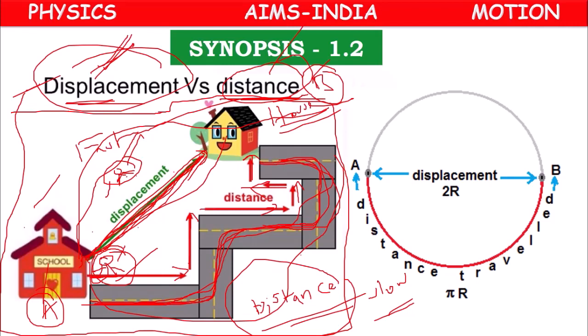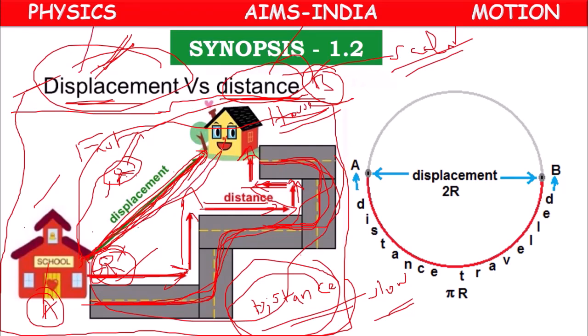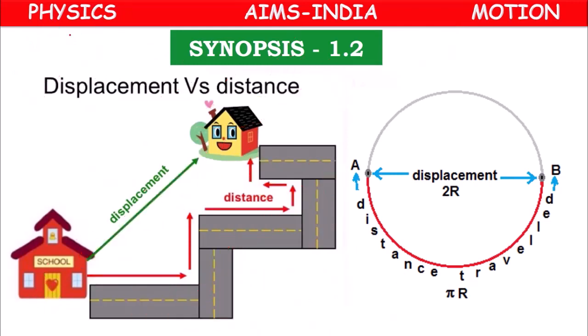Regarding distance, the boy is not following one direction. First he is going towards east, then north, then east, then north, then west, then north. During the distance, the direction is changing continuously. So distance is a scalar quantity. It does not have any direction, only magnitude. But displacement is along a straight line, so it has a particular direction. So displacement is a vector. Like that, during the motion of a body, we will come across two physical quantities, distance and displacement.